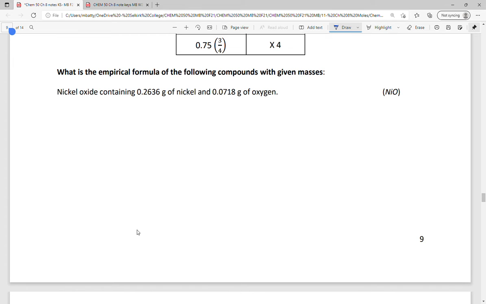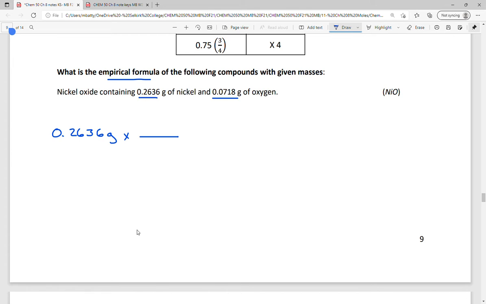So this first question says, what is the empirical formula of the following given the masses? And so we can figure out the mass percent of these. In this, we've got this many grams of nickel and this many grams of oxygen. And so we can start with that many grams. Always start with what you know, and convert to number of moles.